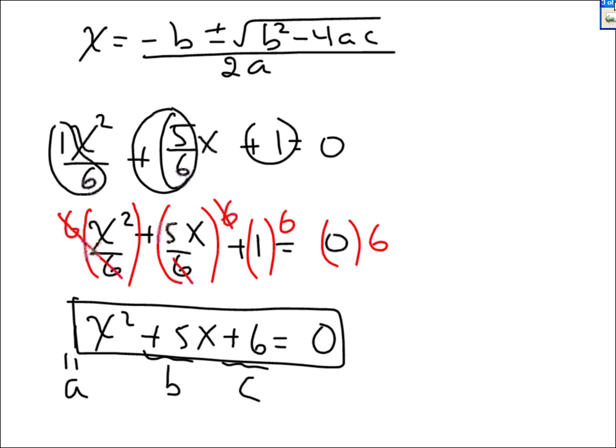The point is if you have fractions, clear them out. Get rid of them. Because although you can plug in fractions for A, B, and or C, you'd rather not. You really don't want to plug in 1/6 for A and 5/6 for B. You'd rather not do that. But you're more than welcome to do it if you want. But you can clear out the denominators. Get rid of them.